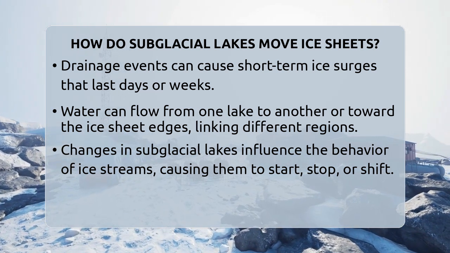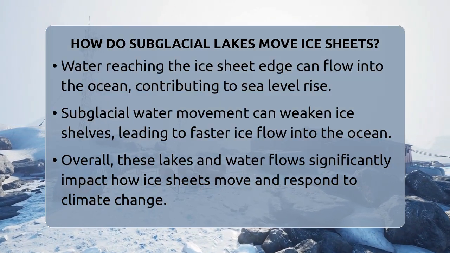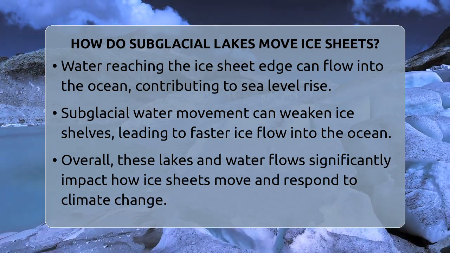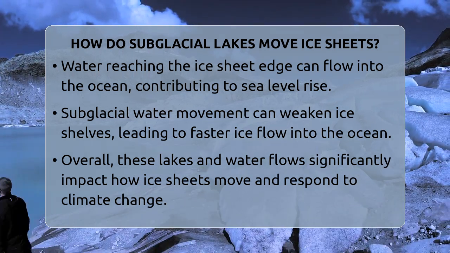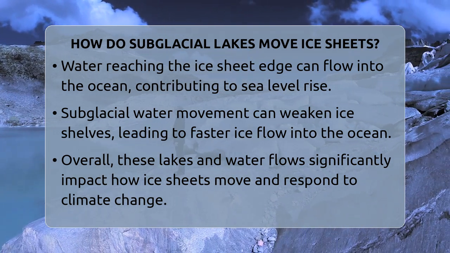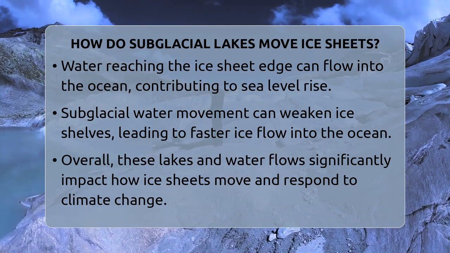When water from these lakes reaches the edge of the ice sheet, it can flow into the ocean, contributing to sea level rise. The movement of water beneath the ice can also weaken ice shelves, which are floating extensions of the ice sheet. If the ice shelves become thinner or break apart, it can speed up the flow of the ice sheet into the ocean.